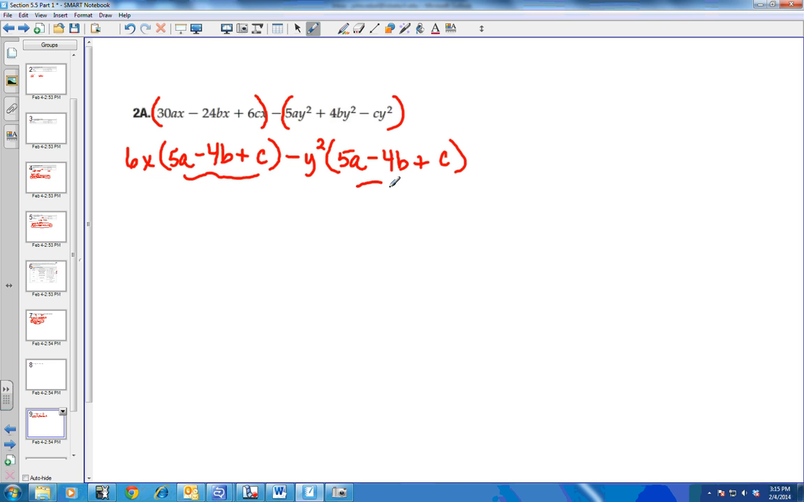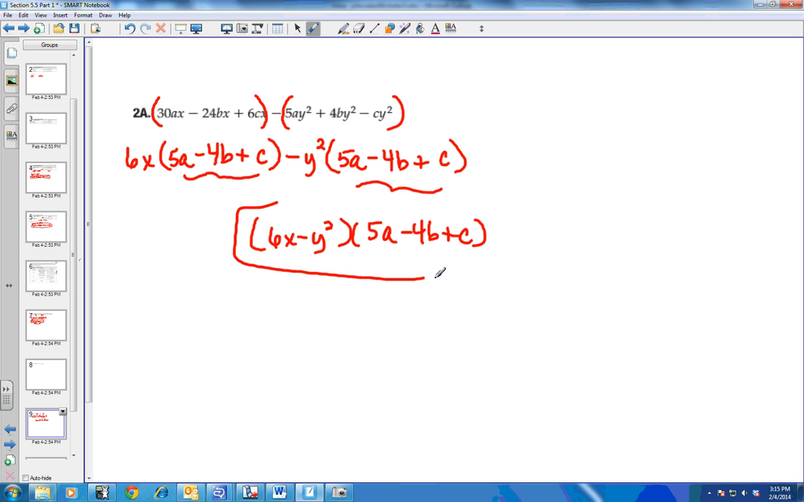Now here's the deal. What's inside the parentheses has to match up, and they do. So I write my answer as 6x minus y squared times 5a minus 4b plus c. Now let's go back and do the problem that we skipped, which was 1b.